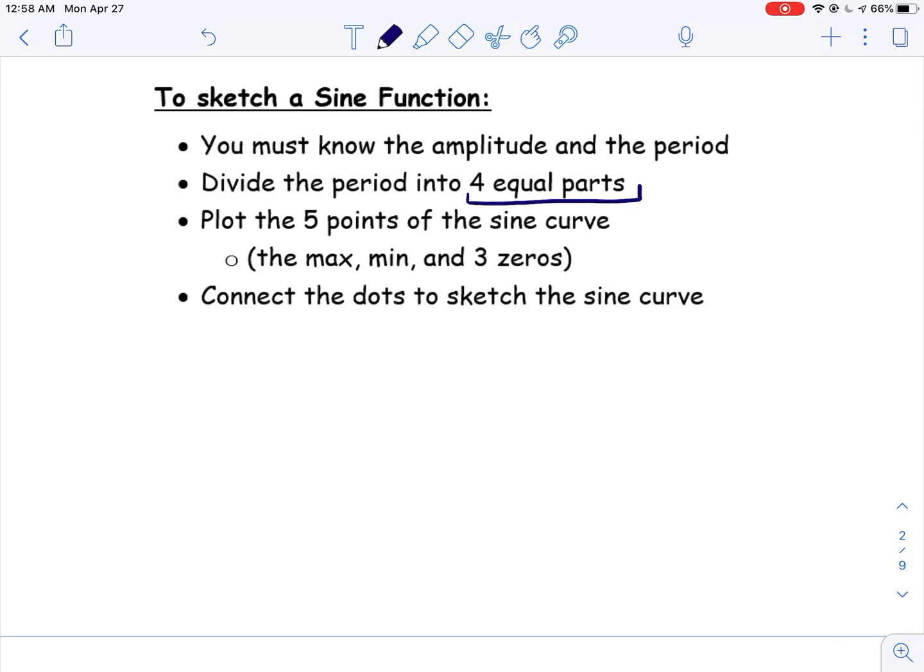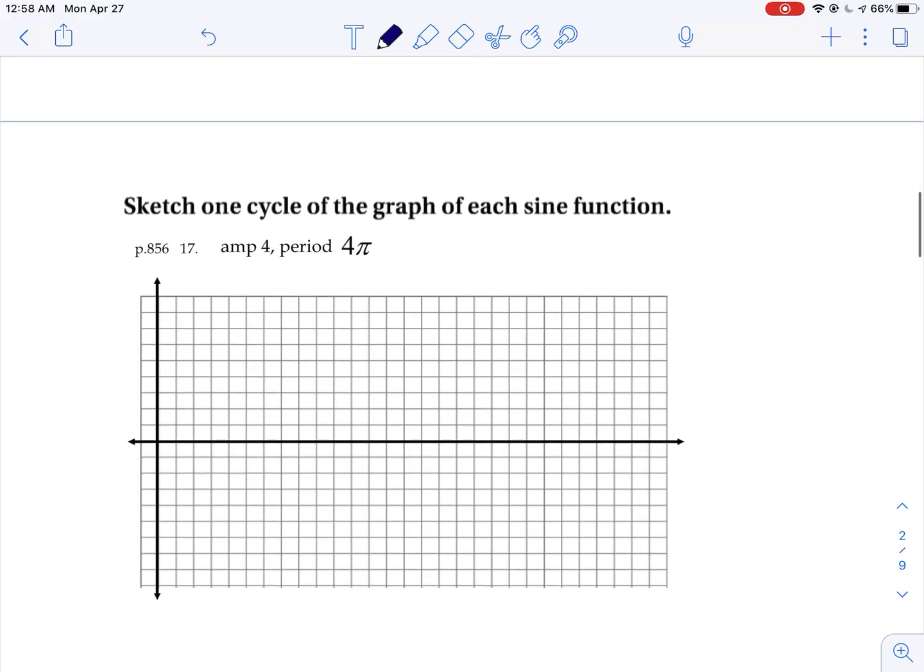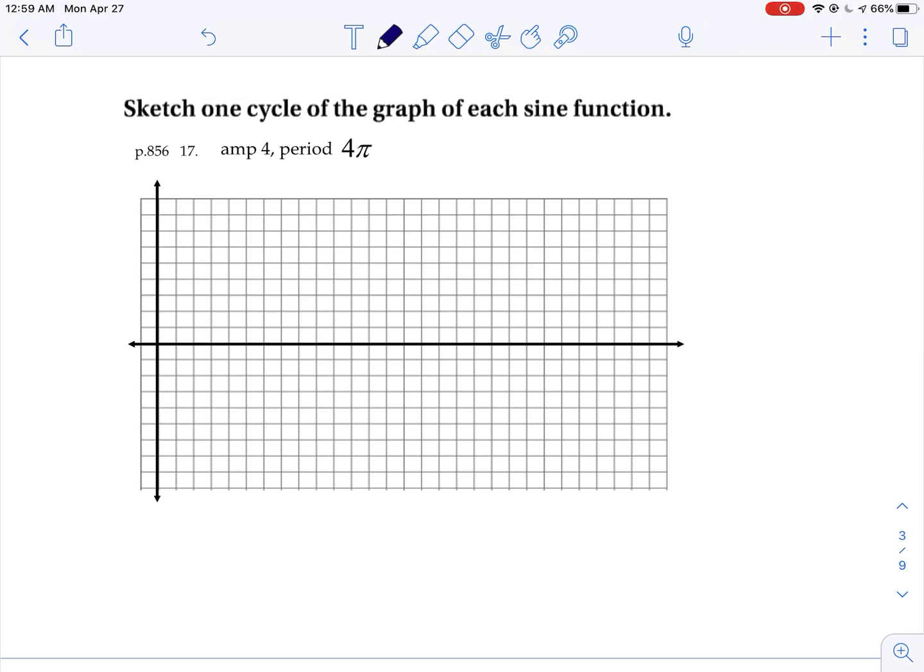That will set us up to be able to plot the 5 key points that we need. The 3 zeros, and the max and the min. Okay, so we'll be able to connect those dots to sketch the sine curve. The one thing you need to remember is that it is a curve. So we don't connect them using straight lines, but rather with curved lines. So let's see how to apply this.